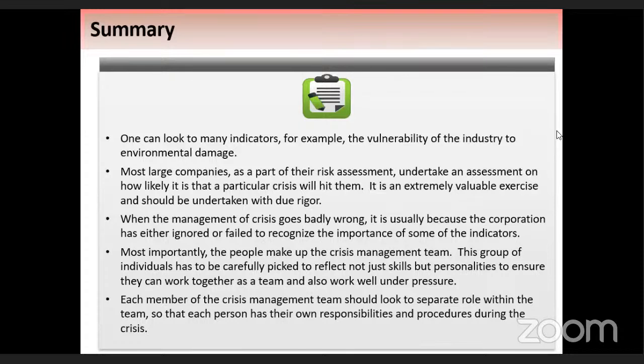Okay, most importantly, the people who make up the crisis management team. This group of individuals has to be carefully picked to reflect not just skills, but personalities to ensure they can work together as a team and also work well under pressure. That is where soft skills come into play. Then each member of the crisis management team should have a separate role within the team so that each person has their own responsibilities and procedures during a crisis.